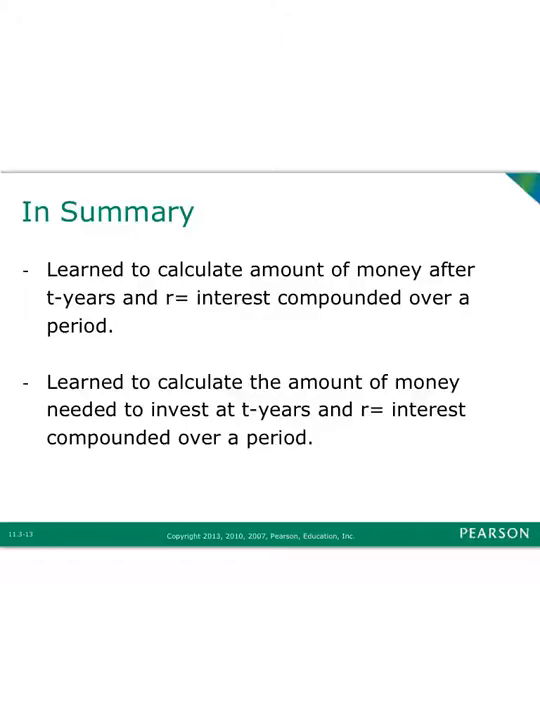So in this chapter, in summary, we learned to calculate the amount of money after T years with our interest compounded over a period. We learned to calculate the amount of money needed to invest at T years with our interest compounded over a period. So this concludes our chapter 10 on money and financial mathematics, and we should be ready for our next exam.